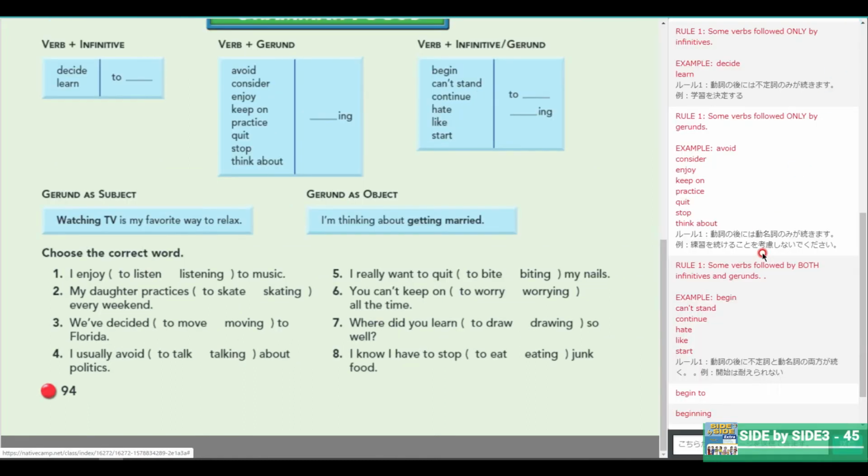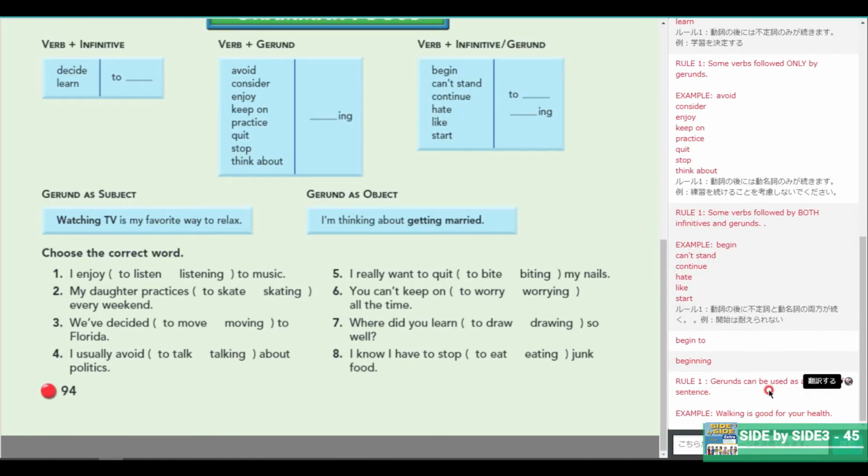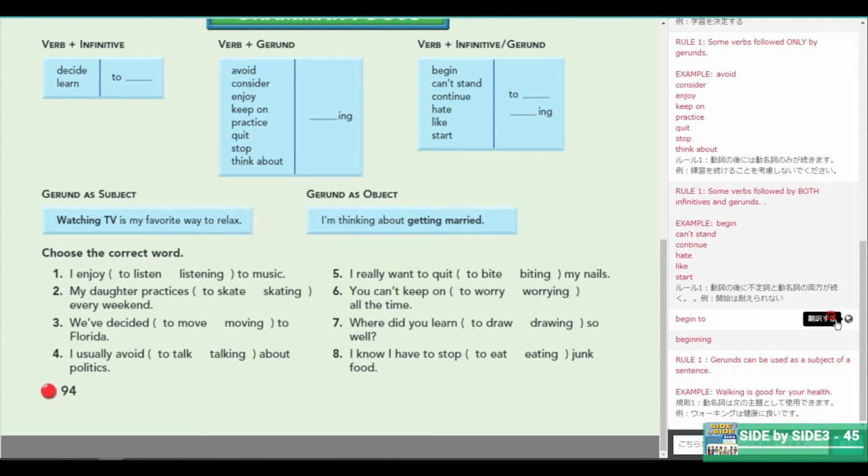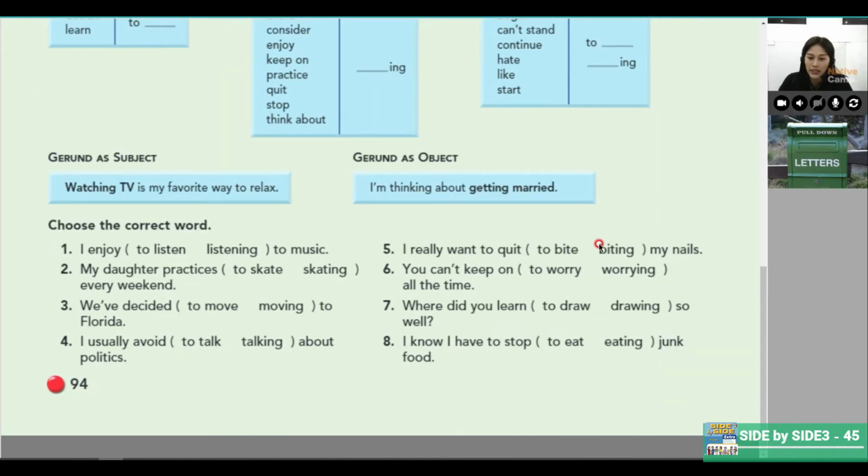In rule number one here, gerunds can be used as the subject of the sentence. For example, walking is good for your health. The gerund there is the word walking, which serves as the subject of the sentence, right? Yes. Very good. Now let's have the last blue box, the gerund as an object.